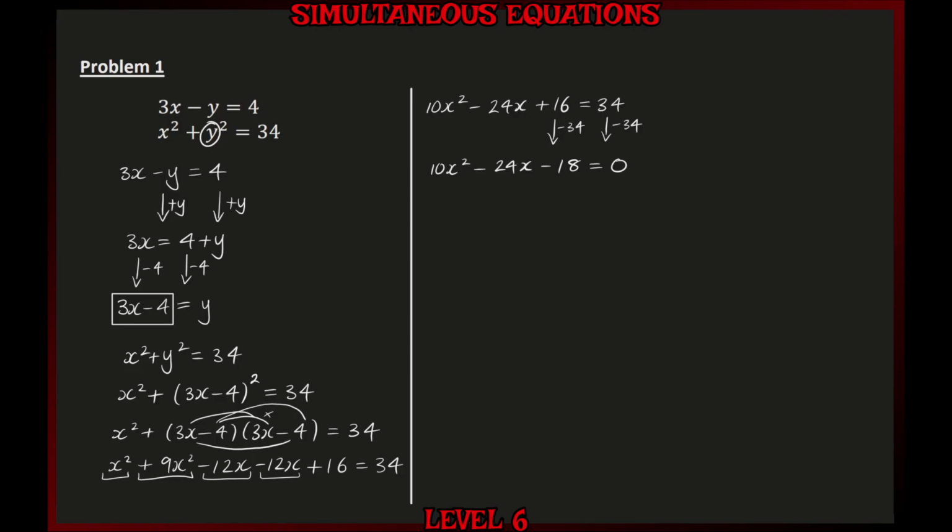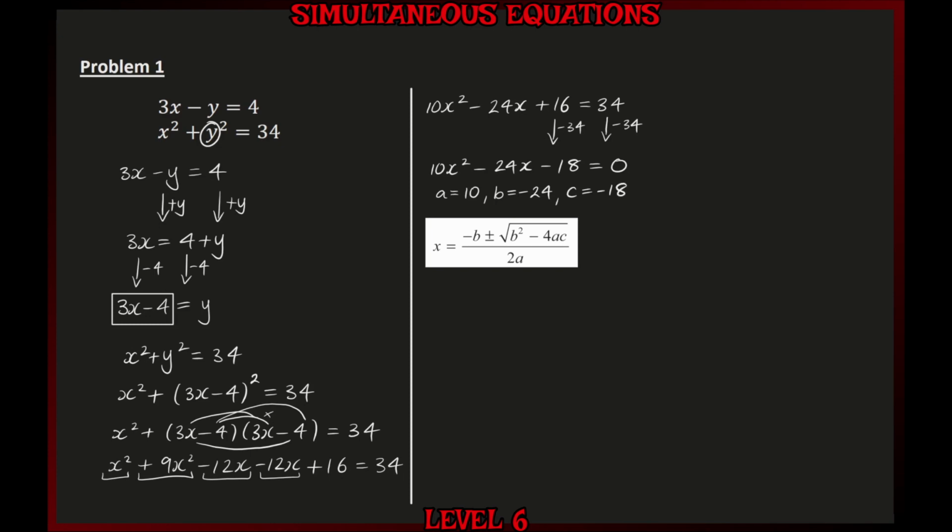To solve this quadratic, we could try and factorize, but since we have a 10 in front of our x squared and we can't divide the equation by 10, it's often easier just to go straight to use the quadratic formula. And before we can use this formula, we first need to establish what the values of a, b and c are. So a is the number in front of the x squared, which is 10, b is the number in front of the x, which is minus 24, and c is the constant at the end that's on its own, which is minus 18.